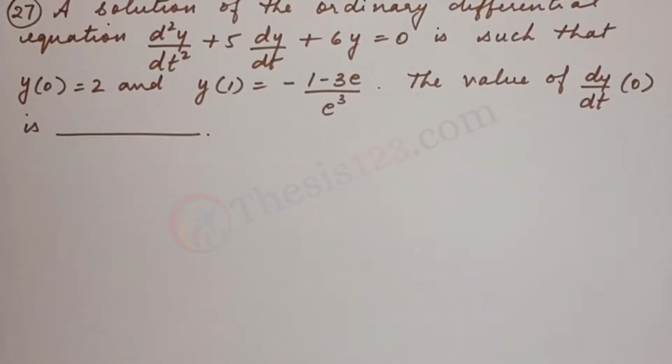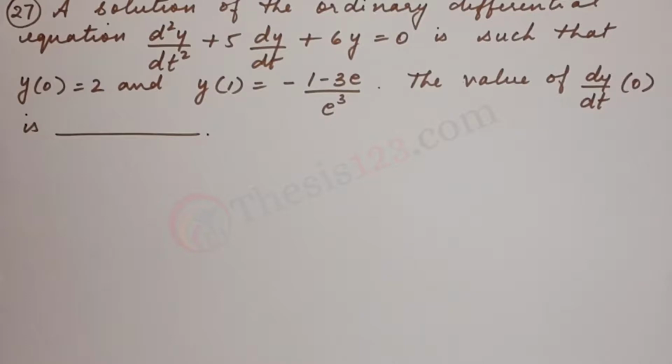The differential equation d²y/dt² + 5 dy/dt + 6y = 0 is such that y(0) = 2 and y(1) = -1 - 3e divided by e³. The value of dy/dt at 0 is dash. So this is not a multiple choice question. Let's work it out step by step.